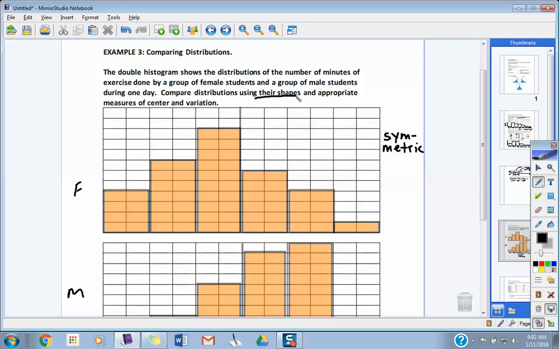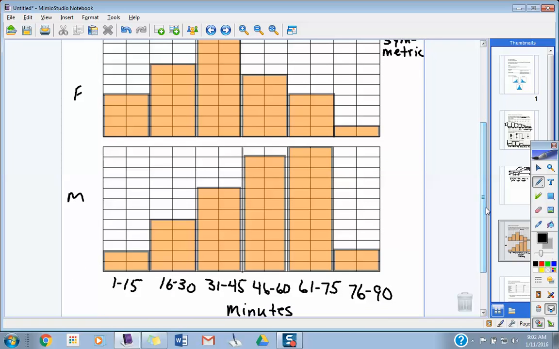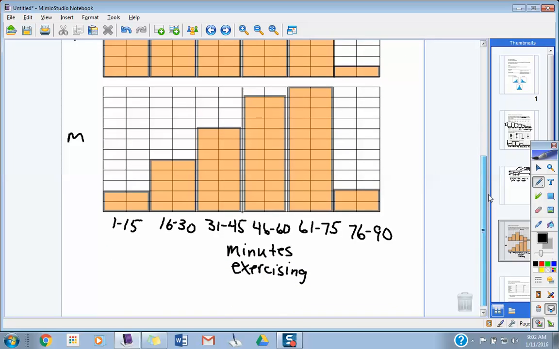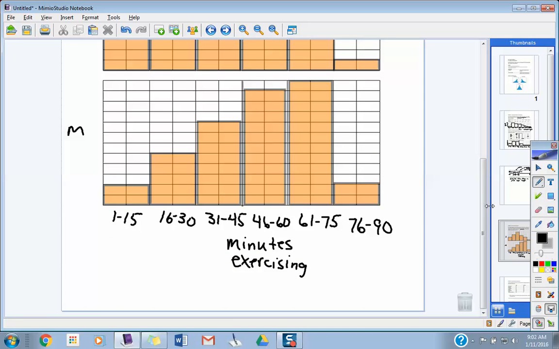How about the shape of the male graph? Is there any skewing going on in that one? Yeah. What direction? Left. It's skewed to the left, right? This one's skewed to the left. All right.